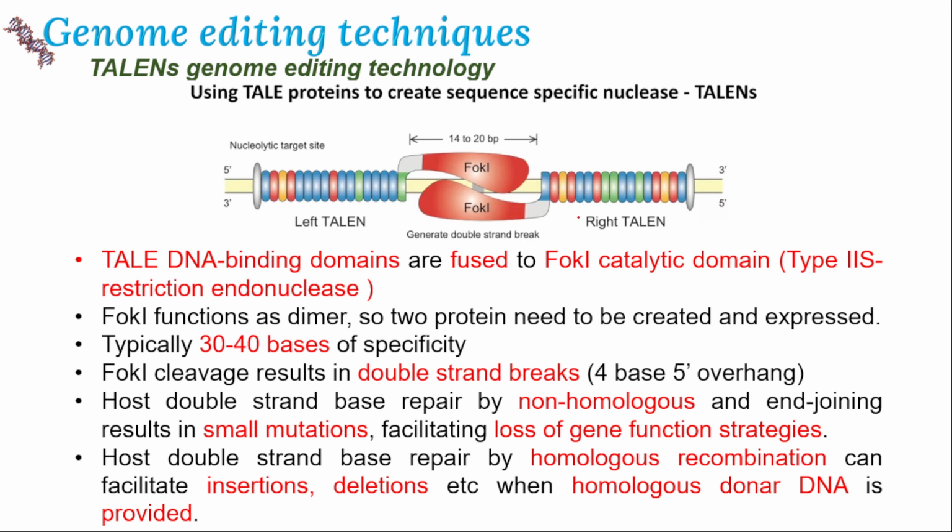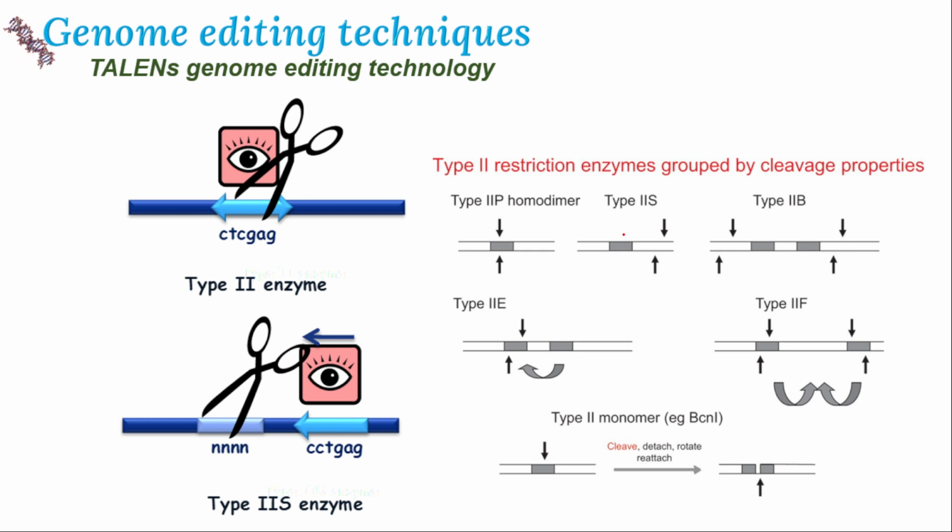As we mentioned, this restriction endonuclease, FokI, is a type IIS endonuclease, where you can see this is the recognition site and this is the breaking site here. It splices the DNA away from the active site or recognition site here.